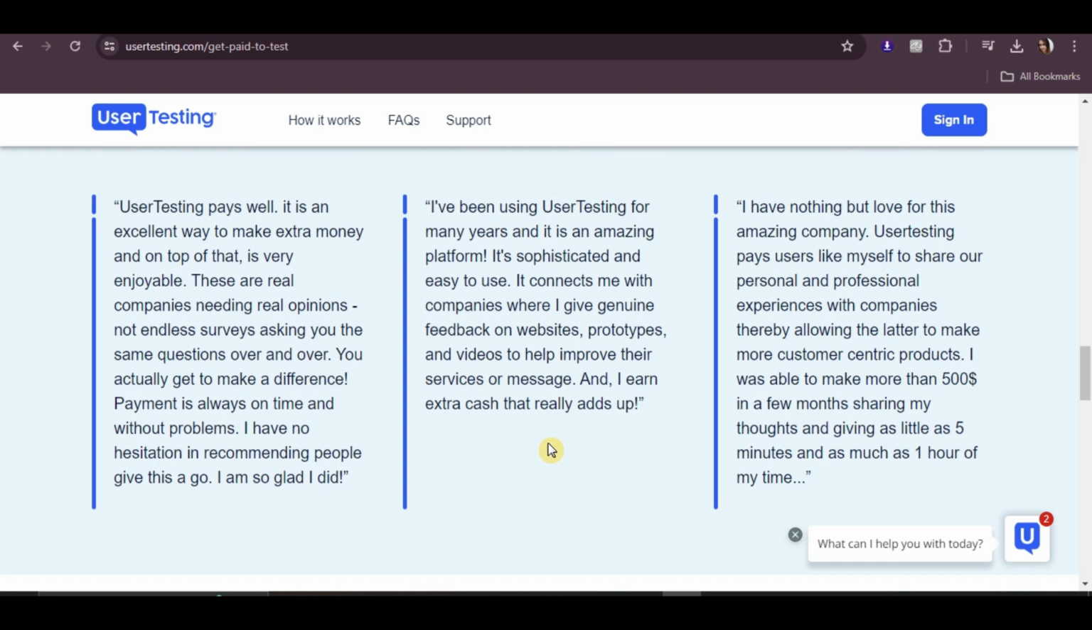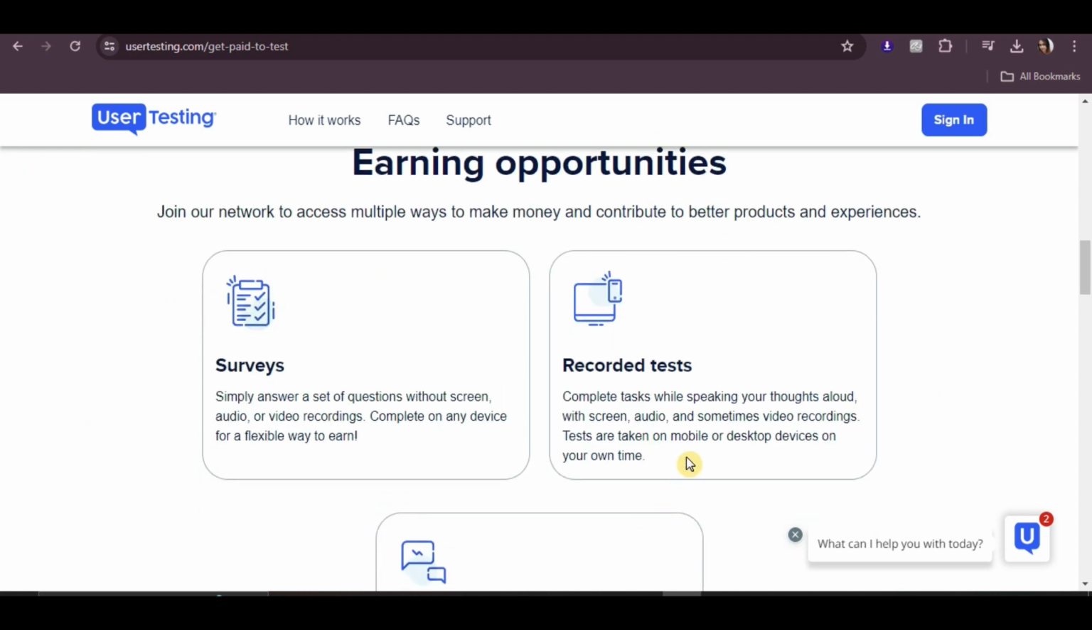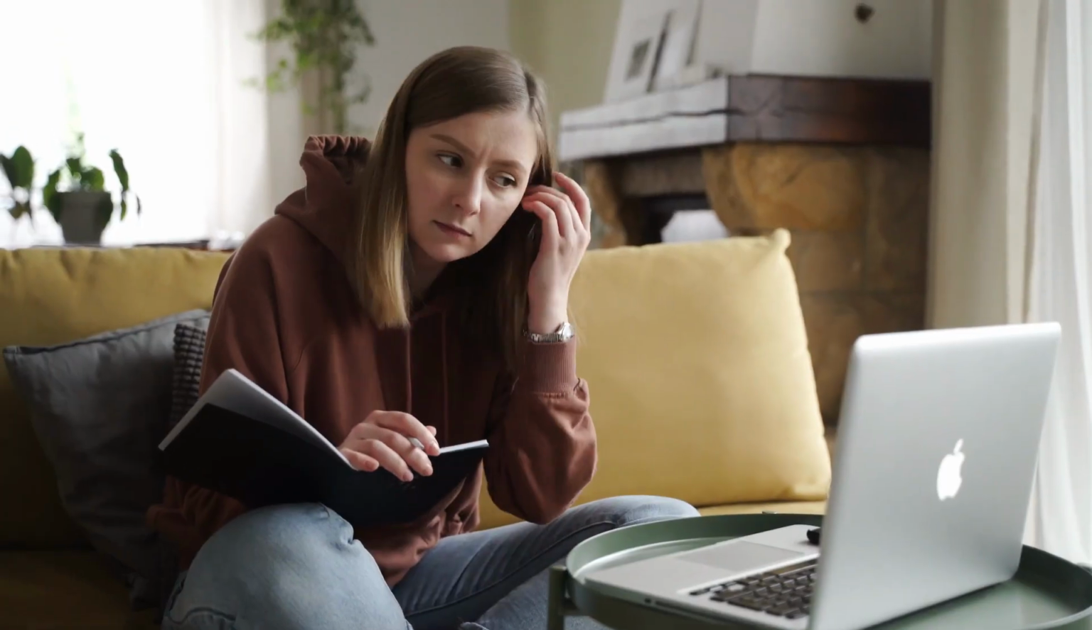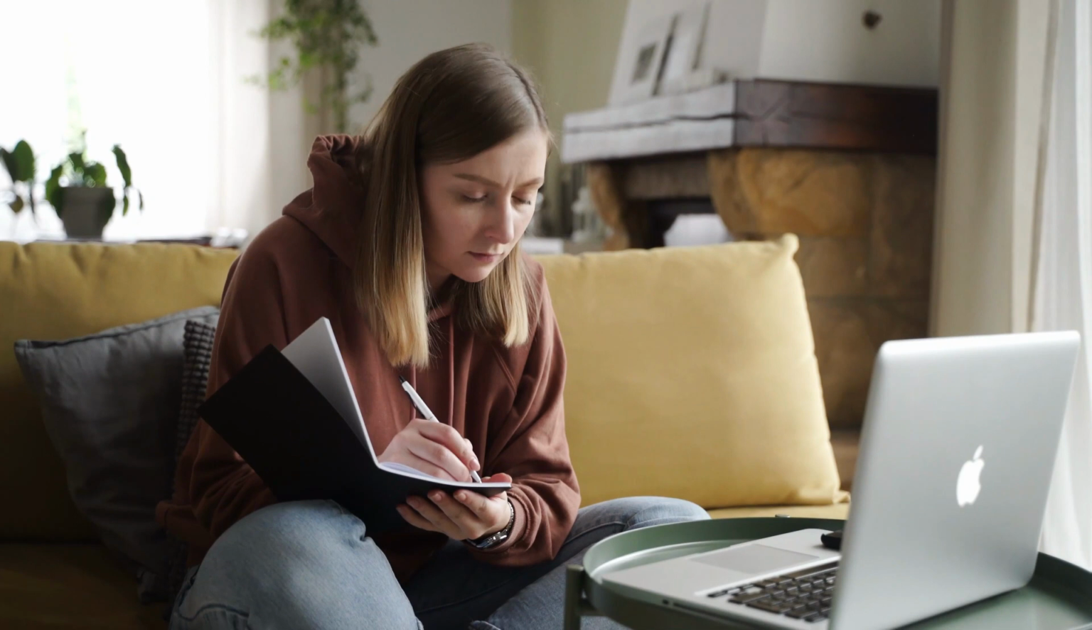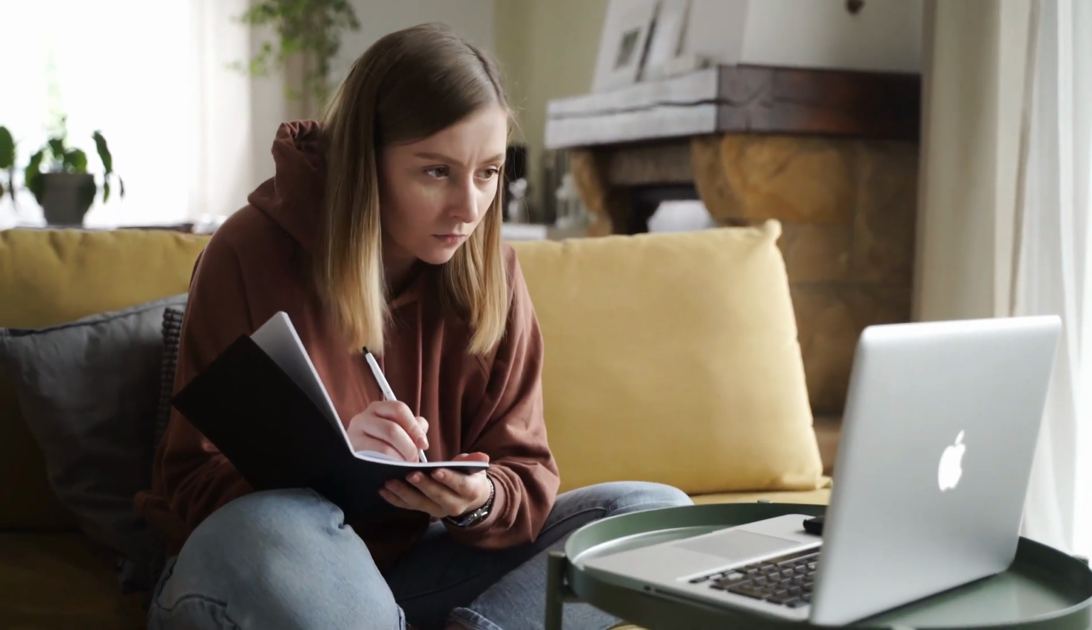Making money on user testing involves becoming a tester and participating in usability tests. Some of the tips that you can do to earn more extra money is, first, take practice tests seriously. During the practice test, speak clearly and provide detailed feedback. This sets the stage for the types of tests you'll be eligible for. Make sure to follow all instructions carefully and demonstrate good usability testing practices.